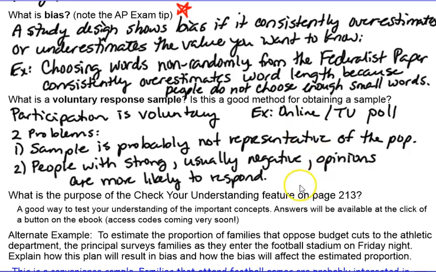Another bias is that people with strong and usually negative opinions are more likely to respond to any kind of voluntary response poll. People who don't care one way or the other are not going to bother to respond. People who feel very strongly, particularly that things need to be changed, that we don't like things the way they are, are going to respond. And so that is going to cause bias in the results. The results will not represent the overall population.